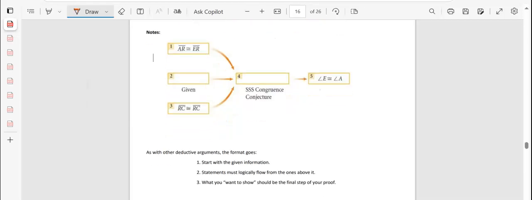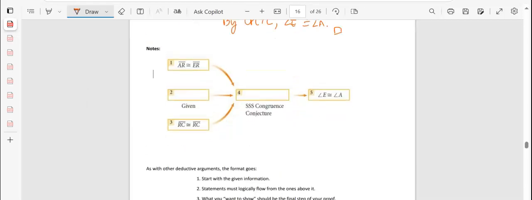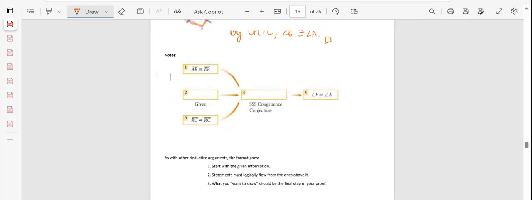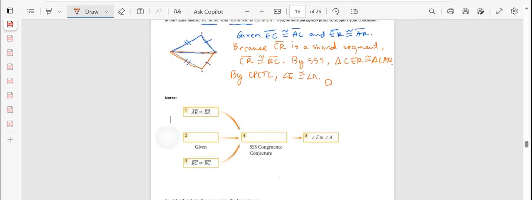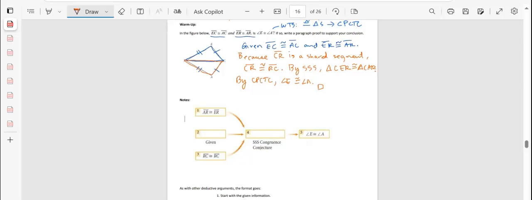So for this first one, all we're doing is taking the information that I had above and making it into a flowchart proof. Okay. So note that we have segment AR is congruent to ER, which we knew is a given. So you make a box, you put step 1 in there, you put the statement in the box, and then the reason for the statement, why we can say what we said, you write underneath the box. So we write given.